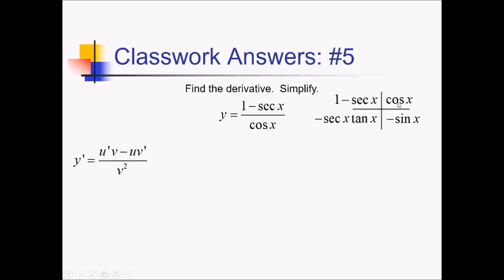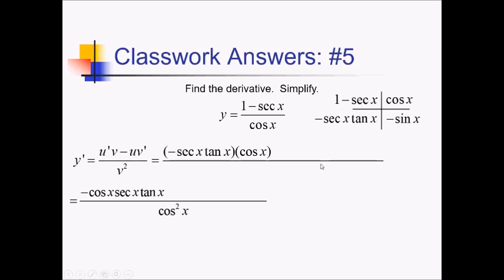Let me use my ribbon to put it all back together. So we've got negative secant of x, tan of x, cosine of x, minus 1 minus secant of x in a parentheses, and we have a negative sine of x going along with that as well. And now we need v squared. That's going to be cosine squared of x downstairs. Now it's time to simplify this stuff.